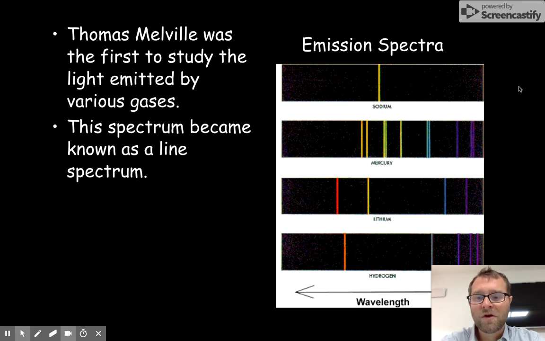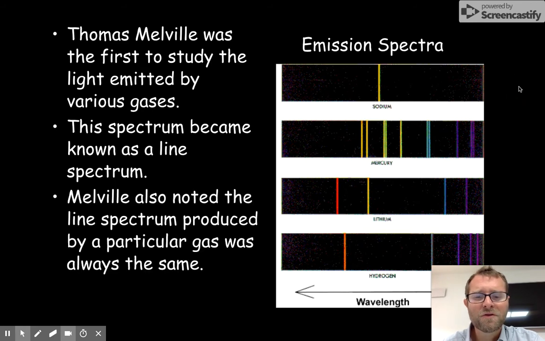And this spectrum became known as the line spectrum, because there are lines shown. It makes perfect sense. Melville also noted that the line spectrum produced by a particular gas was always the same, so it was always consistent, so it was unique. That was the first bit of observing. What's going to go on from here?